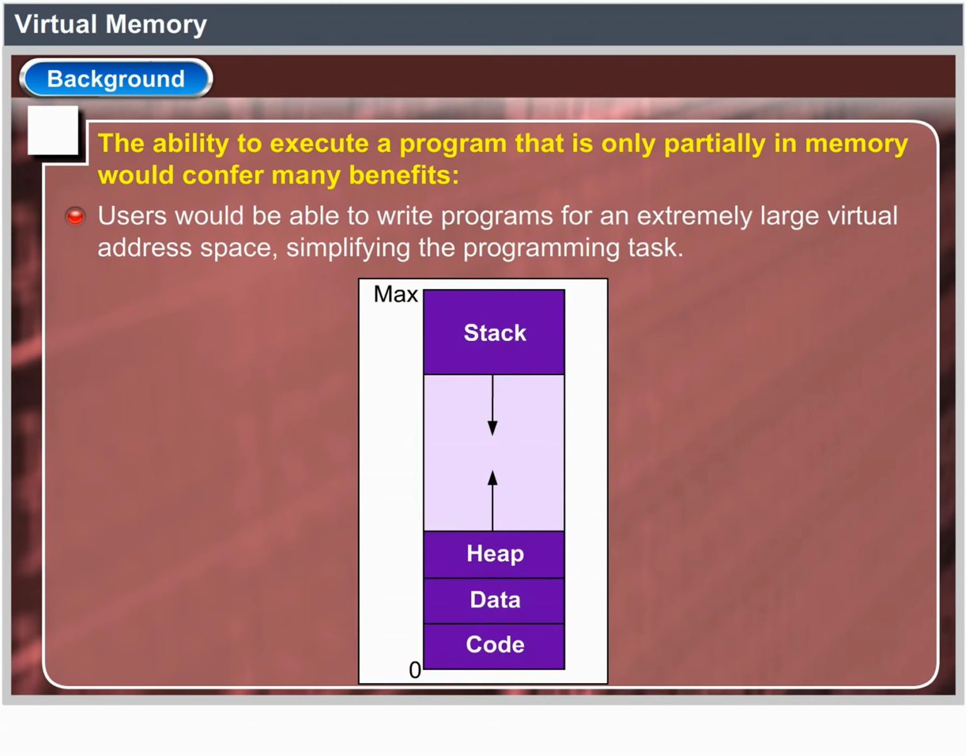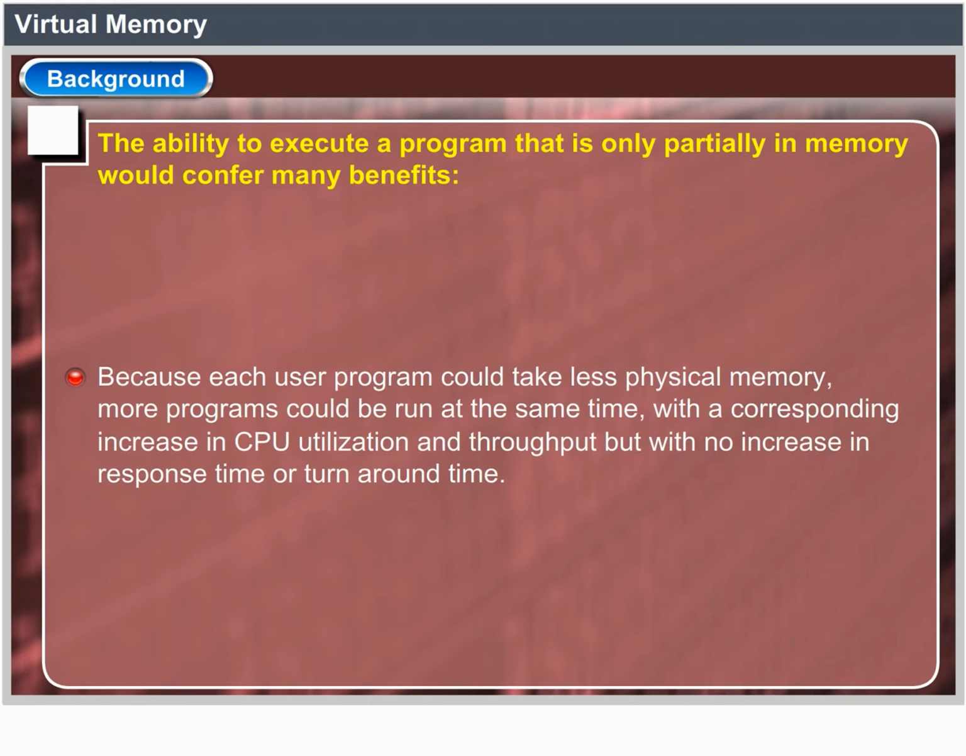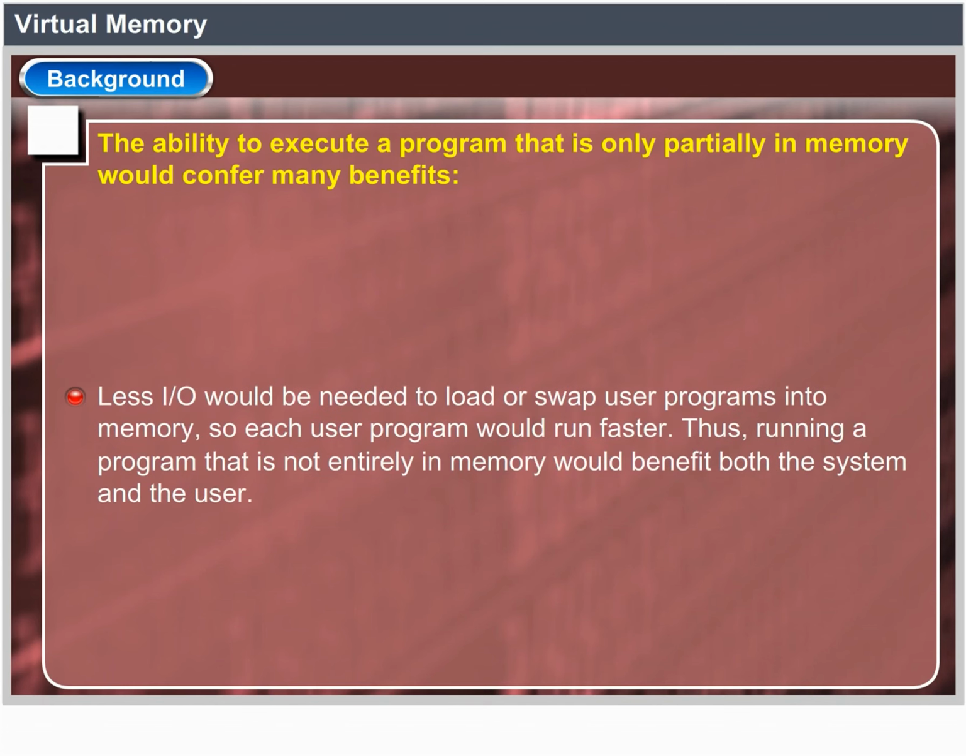Because each user program could take less physical memory, more programs could be run at the same time with a corresponding increase in CPU utilization and throughput, but with no increase in response time or turnaround time. Less input-output would be needed to load or swap user programs into memory, so each user program would run faster. Thus, running a program that is not entirely in memory would benefit both the system and the user.